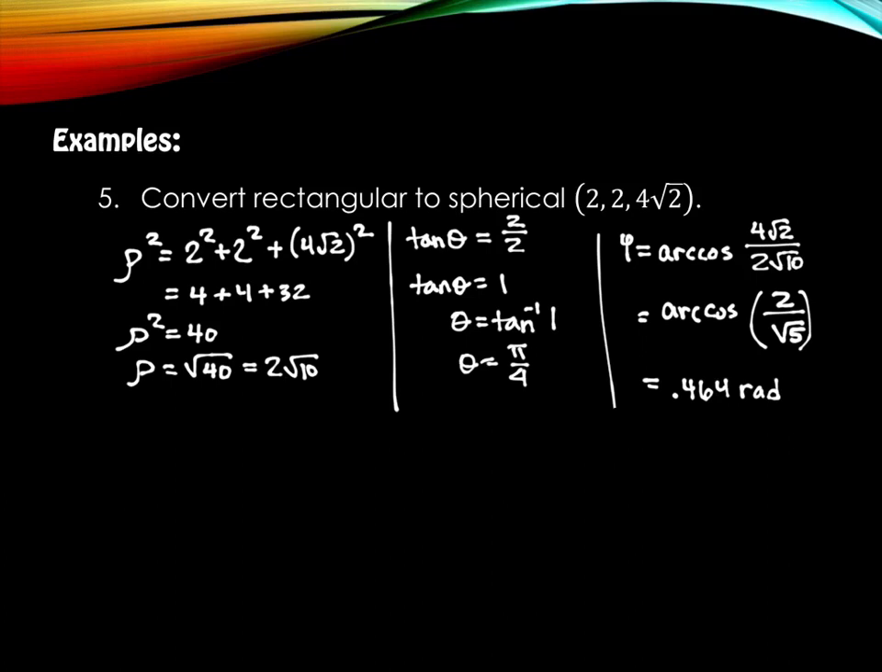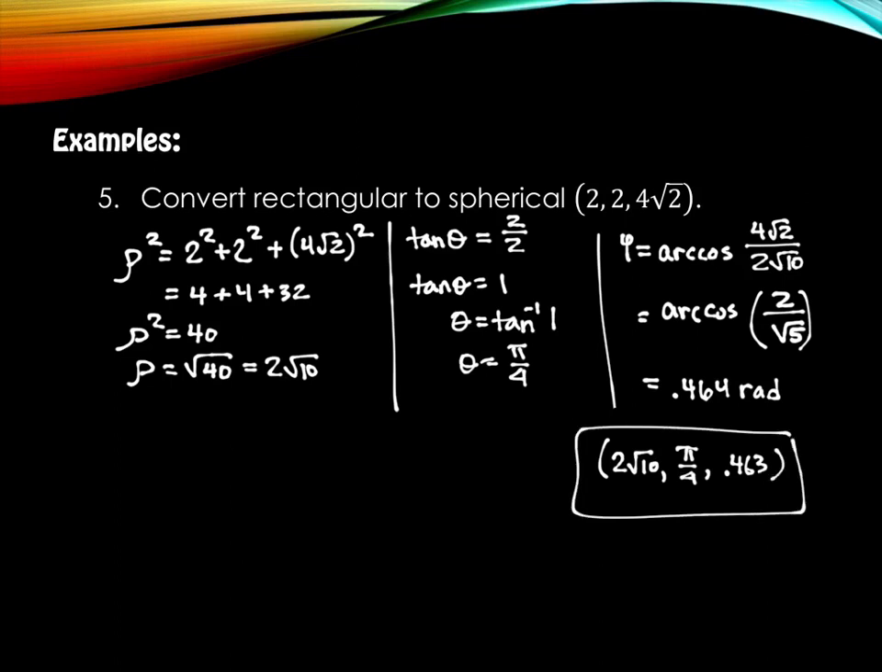So our ordered triple is 2 square root 10, comma pi over 4, comma 0.463. Isn't that a fun ordered triple? Every term is very different than the other, although the last two are both in radians.